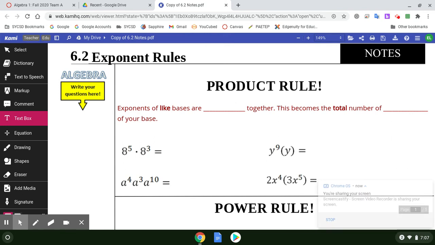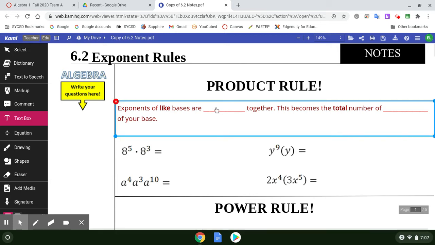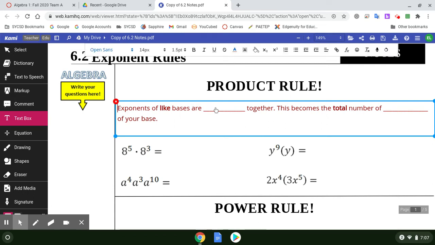Yesterday we started chapter 6 looking at expanding and condensing exponential expressions. Today we are going to specifically look at the patterns that we found through expanding and then simplifying. The first is considered the product rule. This occurs when you are multiplying two exponential terms together that have the same base. So exponents of like bases, as we said yesterday, are added together. This becomes the total number of factors of your base.